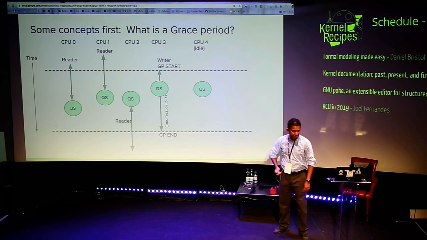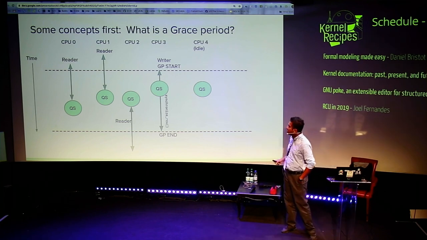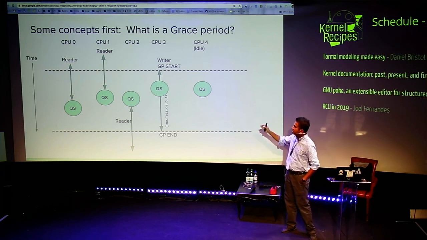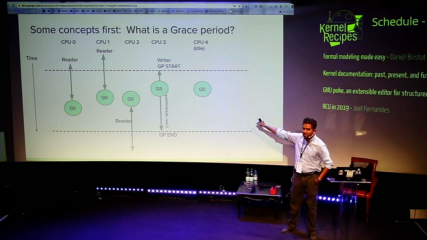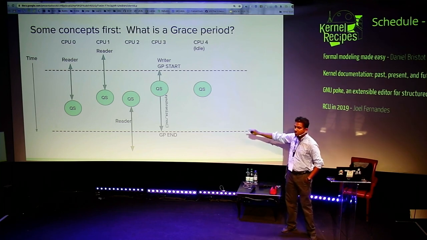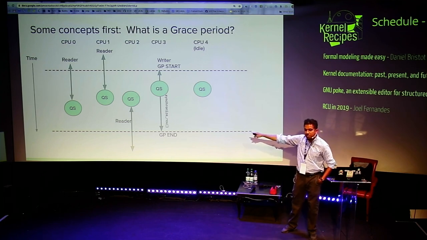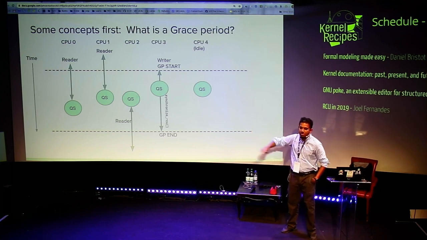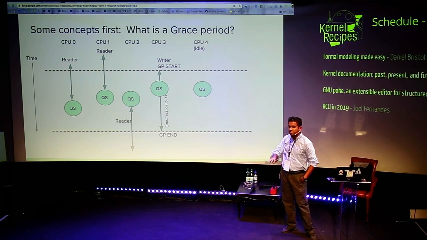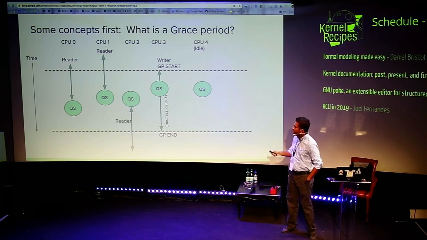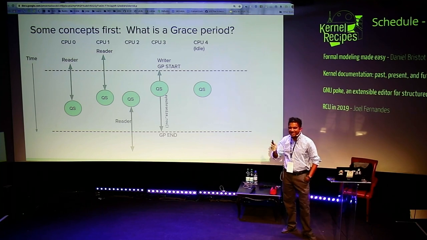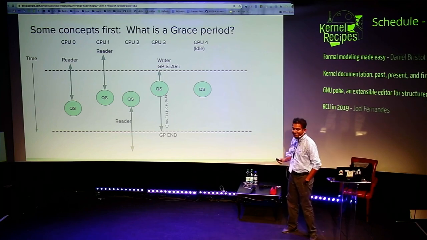It's important to point out here that readers that start after the grace period started need not be waited for. So here you can see an RCU reader that started after the quiescent state on CPU 2. And that reader need not be waited for the grace period to end. Does that make sense? Hopefully it does make sense. Ask me later, I'll explain it to you for any number of hours on how this works. But I hope it makes sense.